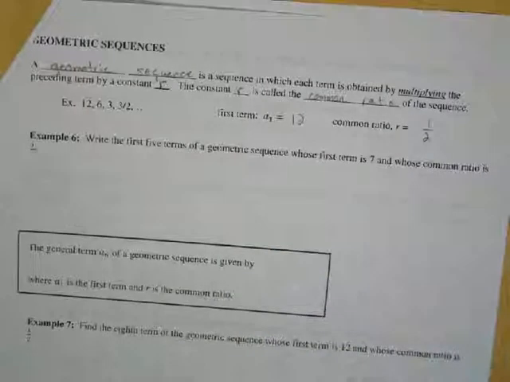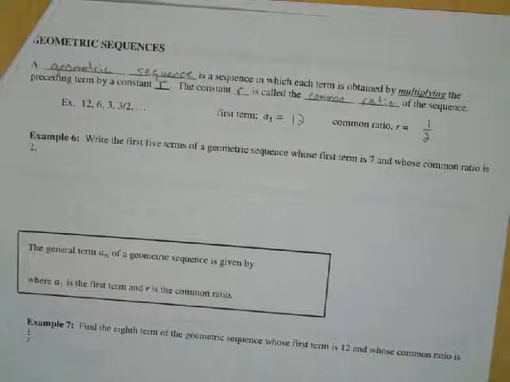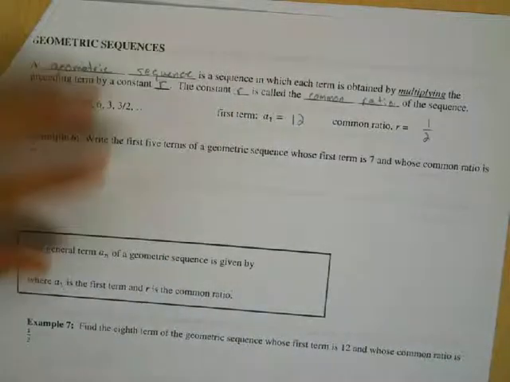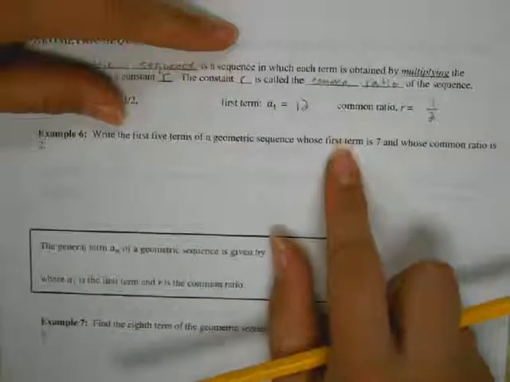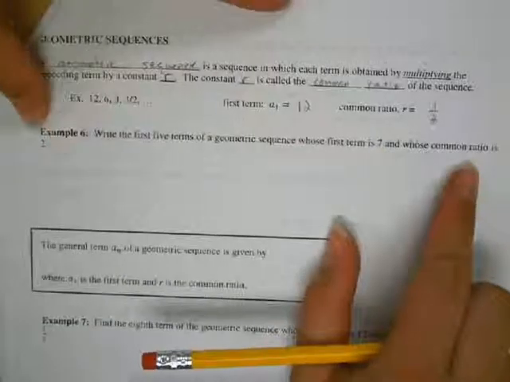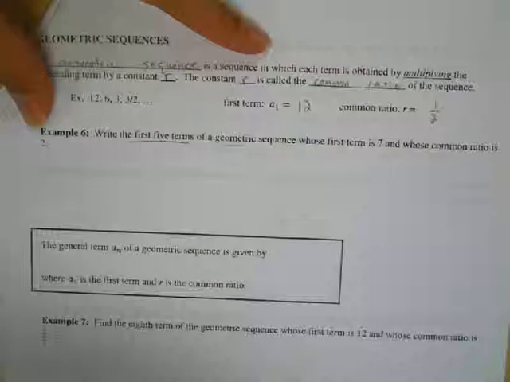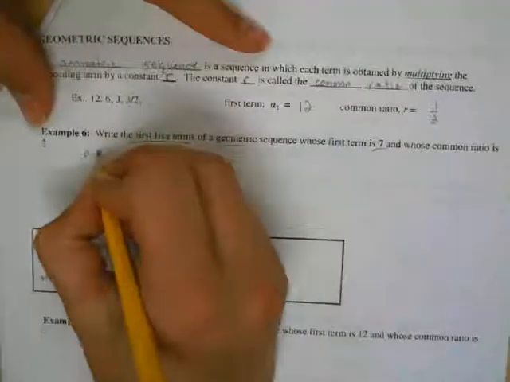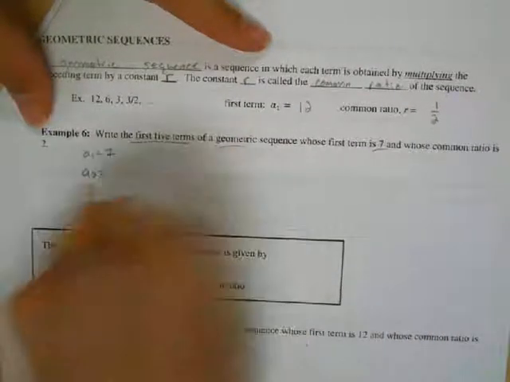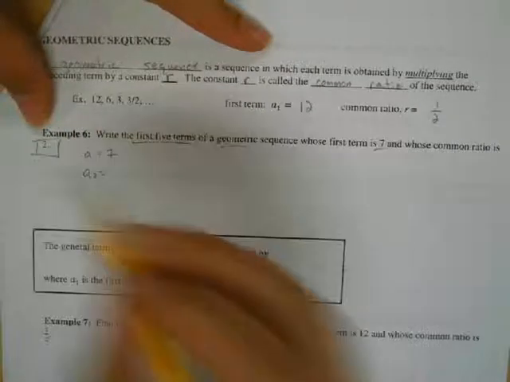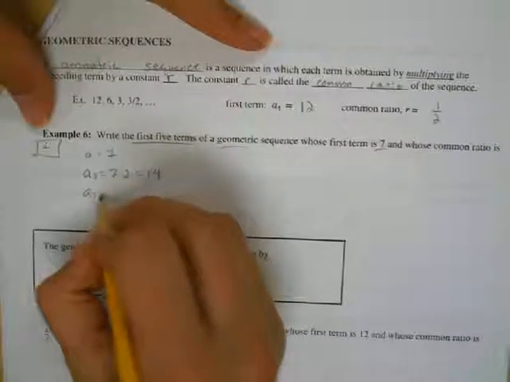Now, I'm going to show you again the big way, and then I'm going to show you how to get your general term here. So, write the first 5 terms of a geometric sequence whose first term is 7 and whose common ratio is 2. We're starting with 7, so a1 is 7. To get to a2, if my common ratio is 2, then we're going to multiply times 2. So 7 times 2 would be 14.